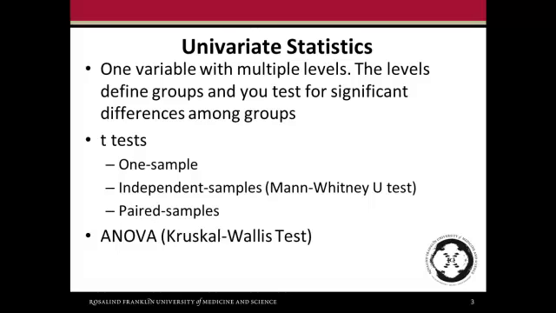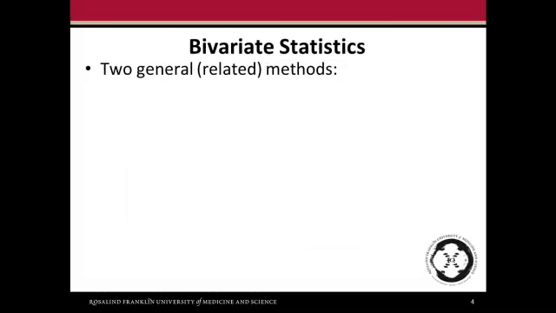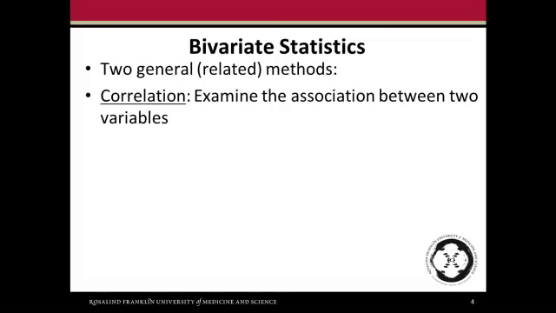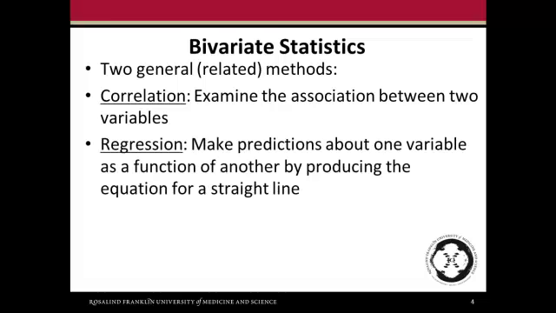And that's univariate statistics. This is different from bivariate statistics. In bivariate statistics, there's two generally related methods. One of these is correlation, where we're examining the association between two variables. So we're seeing how two variables are related to one another, two continuous variables. In a regression, now we have two different variables, but we want to make predictions about one variable as a function of another one, using the equation of a straight line. Of course, we're going to go through all of this, and first we're going to go through correlation.